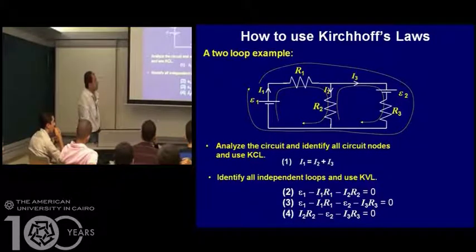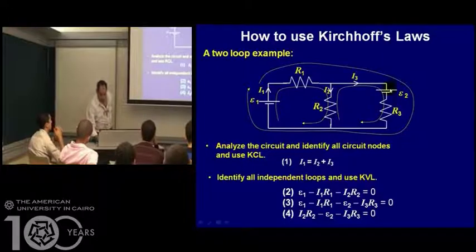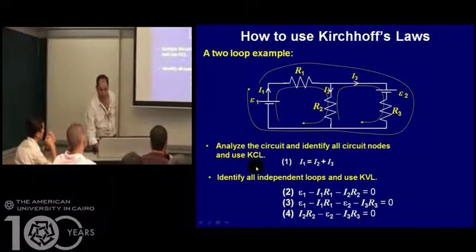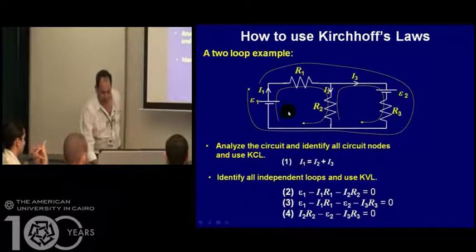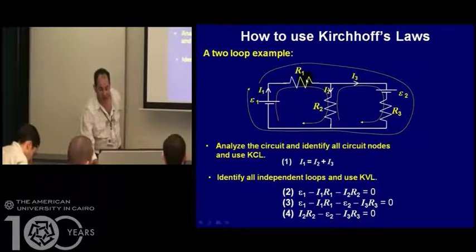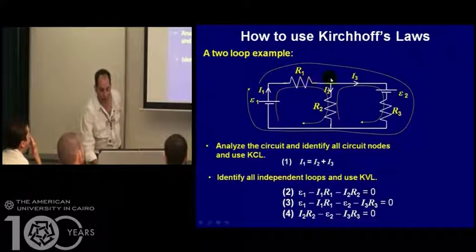At that junction, the incoming current equals the outgoing current. I1 equals I2 plus I3. That's Kirchhoff's current law, KCL. At loop number 1, E1 minus I1 R1 minus I2 R2 equals 0. That's Kirchhoff's voltage law for loop number 1.